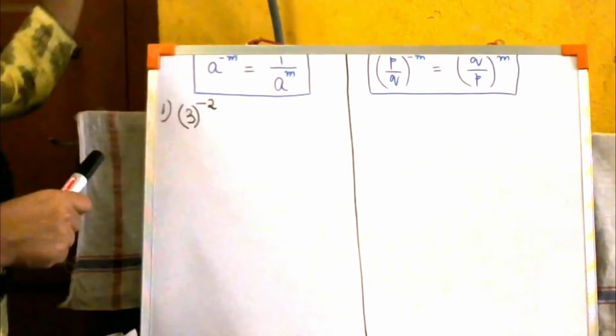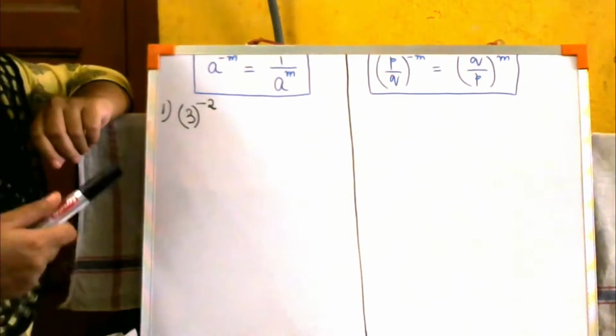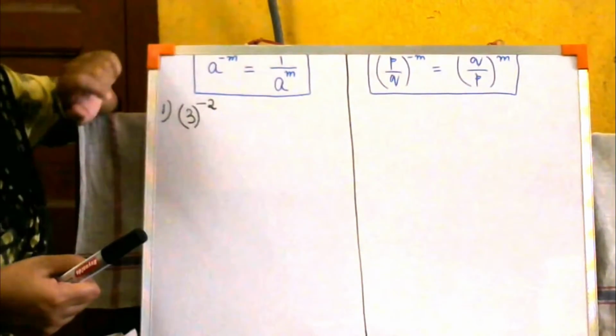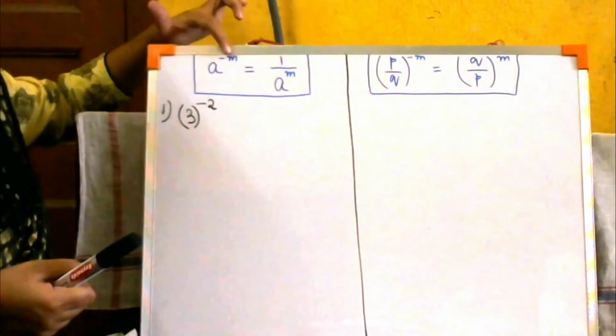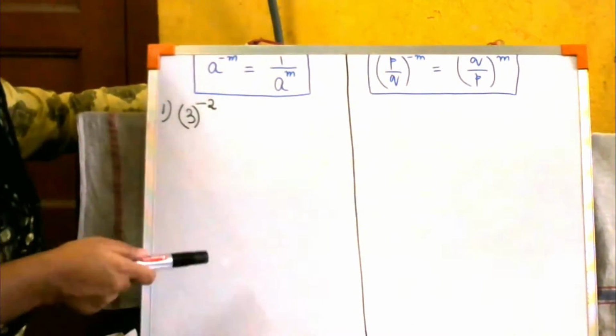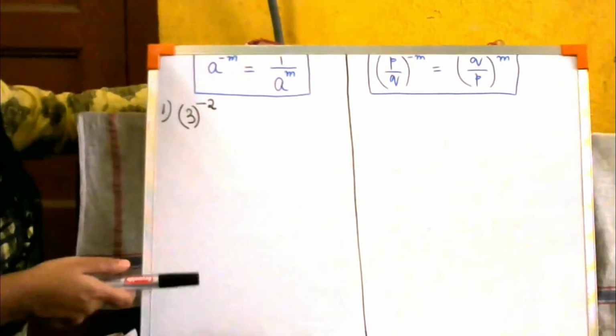Alright, now let us apply the laws of exponents. Just now I was saying that I'll explain each and every law. Now let us look at the first law. I hope you remember. The first law was a to the power minus m equals 1 by a to the power m. Now let us do it with the digits for you to know how to do the sums.